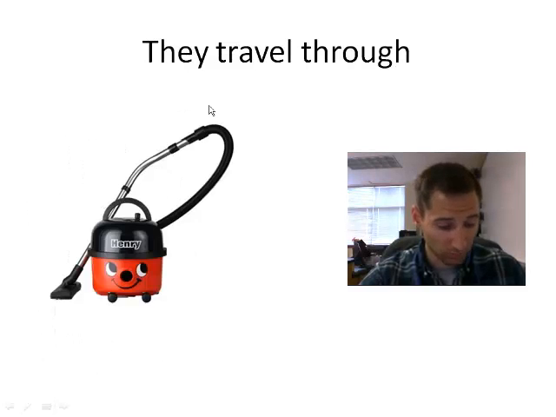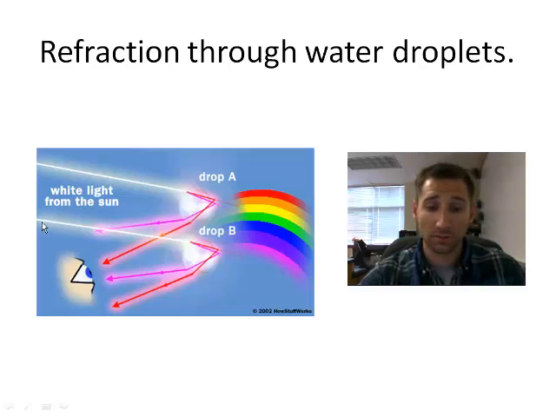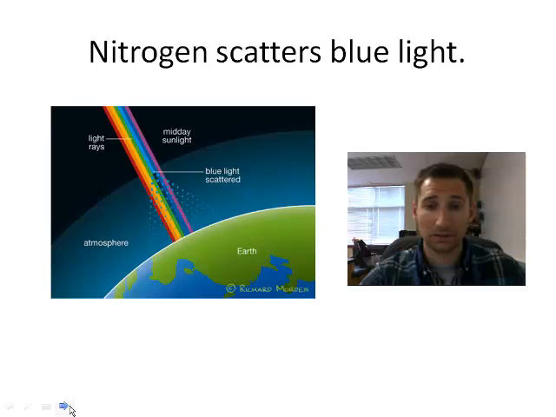What particle properties does it have? It travels through a vacuum. That's the easiest way to remember that it has particle properties, is that it travels through a vacuum. How does a rainbow work? White light is refracted through raindrops and we get the visible spectrum of light.